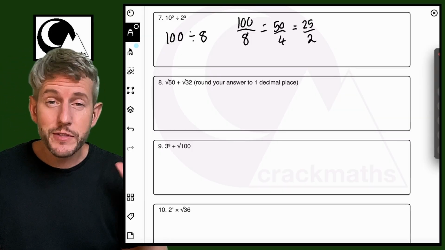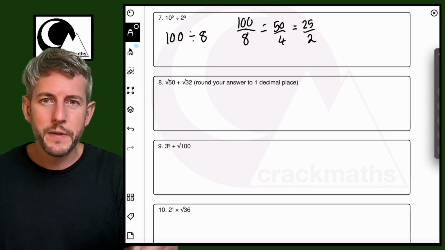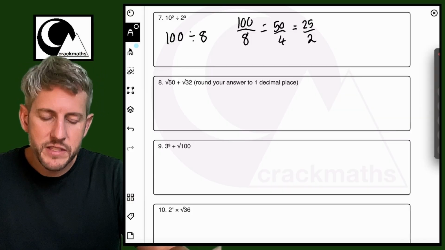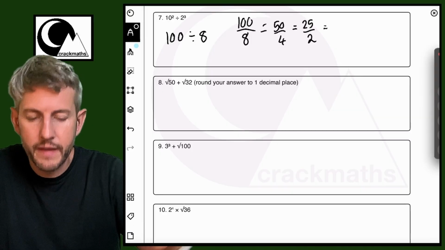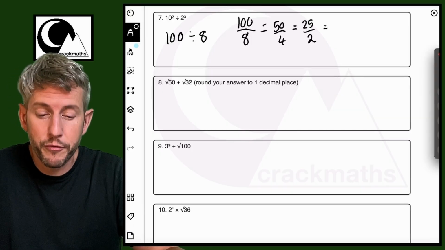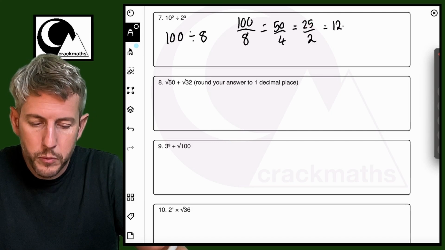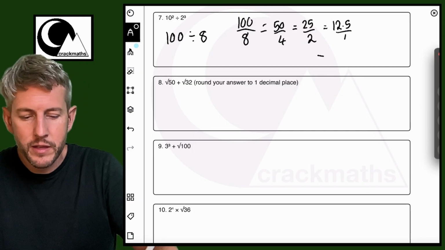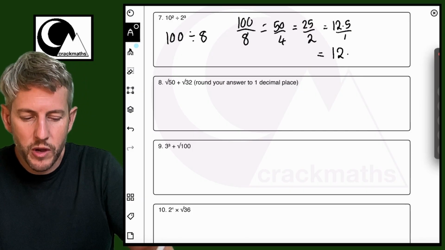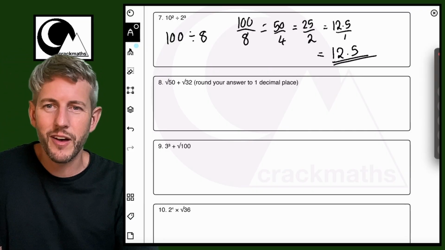Right, 25 over 2, they're not both even numbers, but we still can kind of halve this. So let's think about it. It's going to be, well, half of 20 is 10, okay? Half of 5 is 2.5. So the top bit, when we half that, it becomes 12.5. Half of 2 is 1, but we don't really normally write that. So the answer to this question is 12.5. And that's what we will give as our answer.